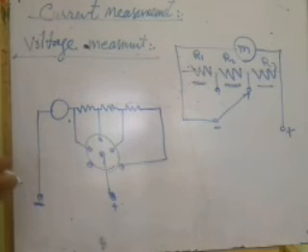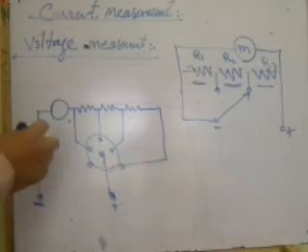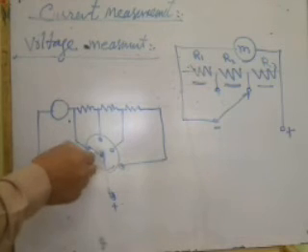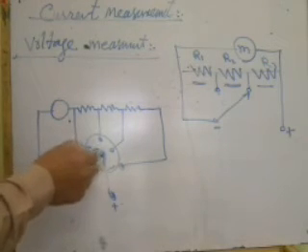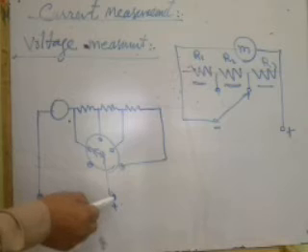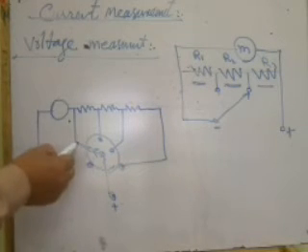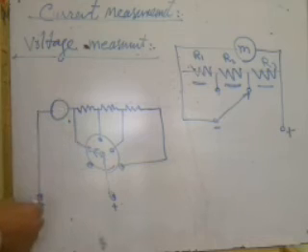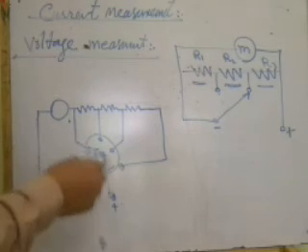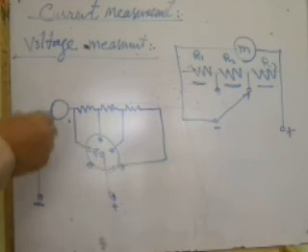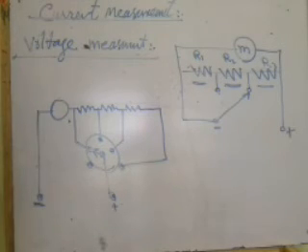If we want to find the voltage of this circuit, we will simply connect this positive terminal to this, and the current will be flowing through the galvanometer like this. The circuit will be completed, and this voltage can be measured with the help of this ammeter.